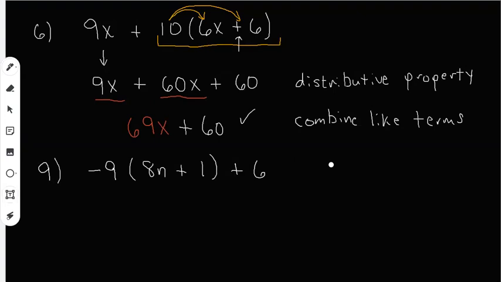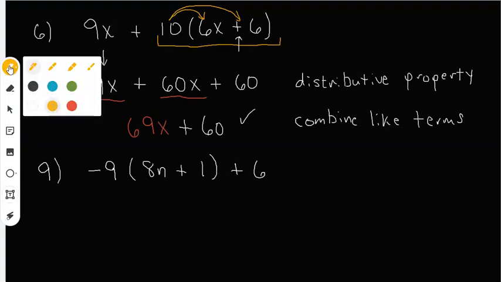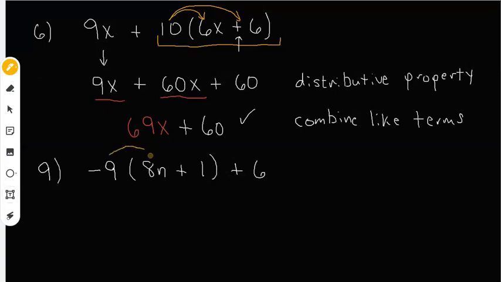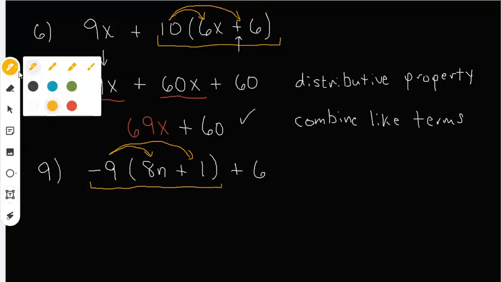What would I do first to get this answer rolling? Well, the first thing I would do is the distributive property, just like I did for number 6. I'm going to take whatever's on the outside, in this case a negative 9, and multiply it by everything that's on the inside. So I'm going to multiply it by 8n, and by this positive 1 over here. And then at the very end of the question, I'm going to add 6, but we're going to save that for later. Okay? So we need to do this term first, and then we'll move on to the plus 6.